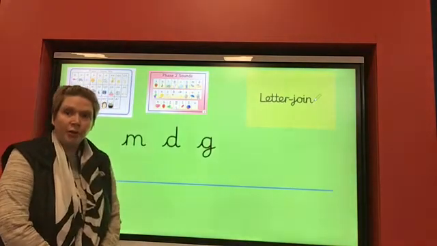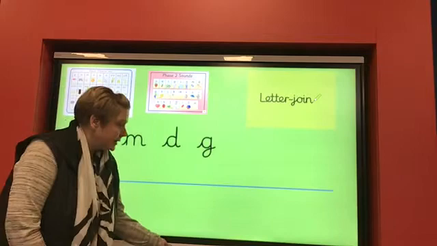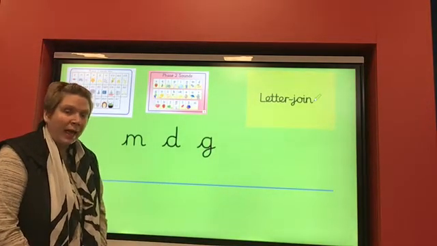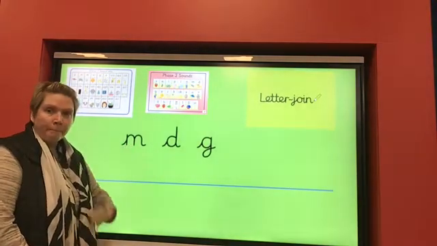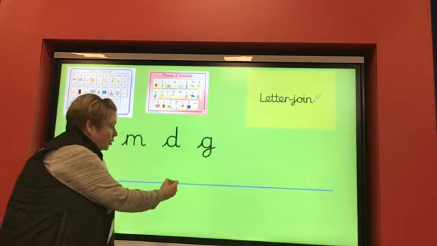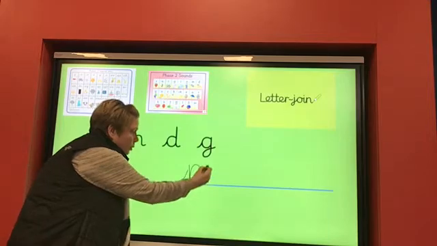First of all, we've got some letter join letters to have a go at with our leading line. So you can get out your whiteboard and your pen. First of all today, we're going to have a look at the leading line. So remember, start on the line before you do your letter.